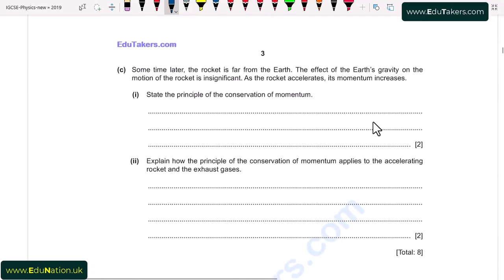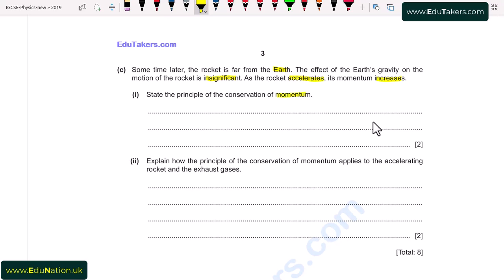Part C. Sometime later, the rocket is far from the Earth. The effect of the Earth's gravity on the motion of the rocket is insignificant. It means that we have neglected the gravity. As the rocket accelerates, its momentum increases. Part 1. State the principle of conservation of momentum.